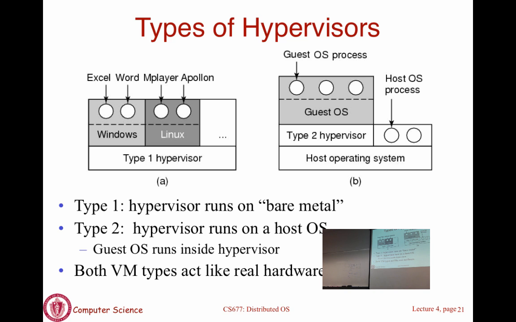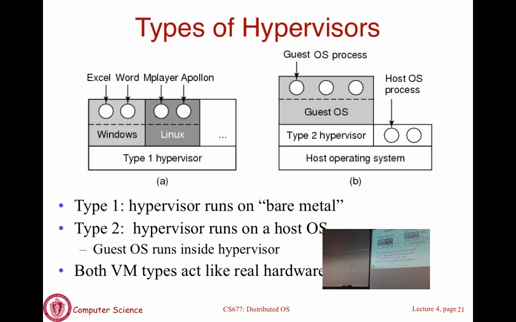Any questions? Yes. So you can install two operating systems on your PC, for example, Linux and Windows. Is it using the type 1 hypervisor? The question is, you can install multiple operating systems on your PC. Is that using virtualization?